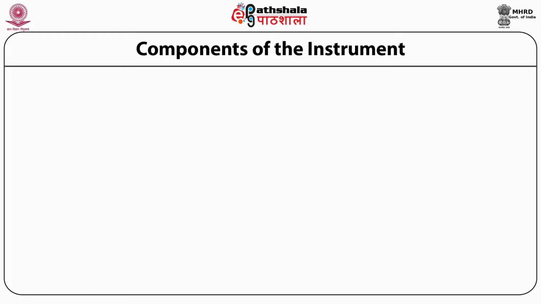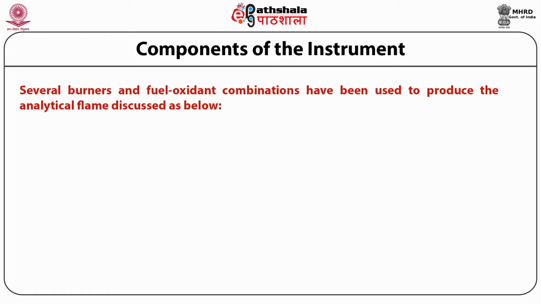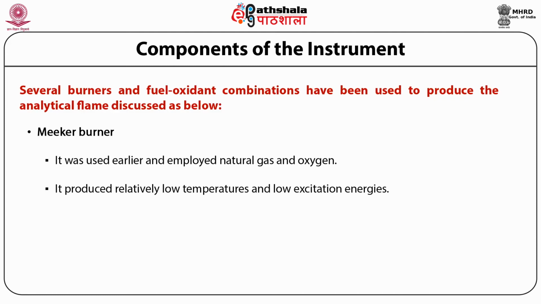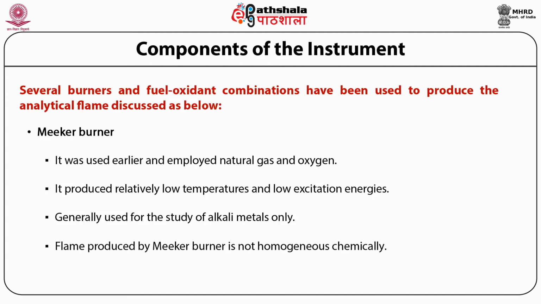In flame photometry, several burners and fuel and oxidant combinations have been used to produce the analytical flame. Some of these are discussed here. Number one is the Meker burner. This burner was used earlier and employed natural gas and oxygen. As this burner produced relatively low temperatures and low excitation energies, it was generally used for the study of alkali metals only. The flame produced by the Meker burner is not chemically homogeneous.